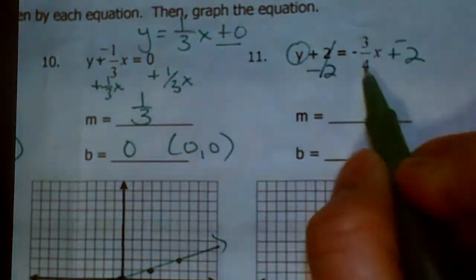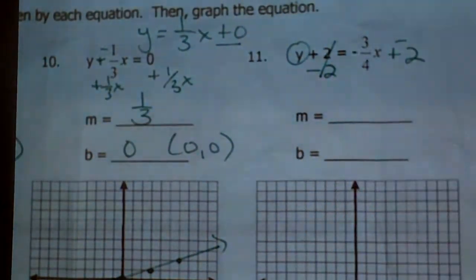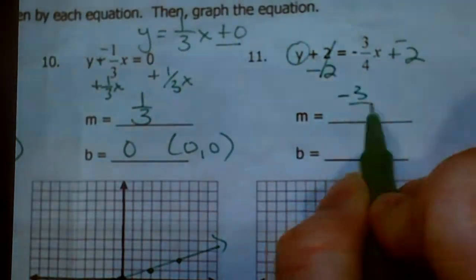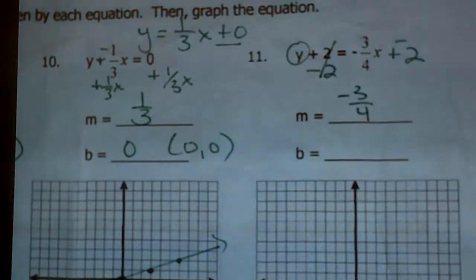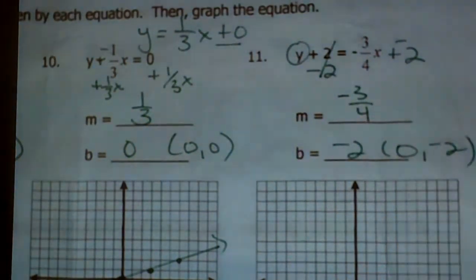The slope here, there's a negative sign in the middle. You can put it with the 3, you can put it with the 4. You can't put it with both. It means that one of them is negative. So I'll just put it with the top and say my slope is negative 3/4, and my b is negative 2, or 0, negative 2.